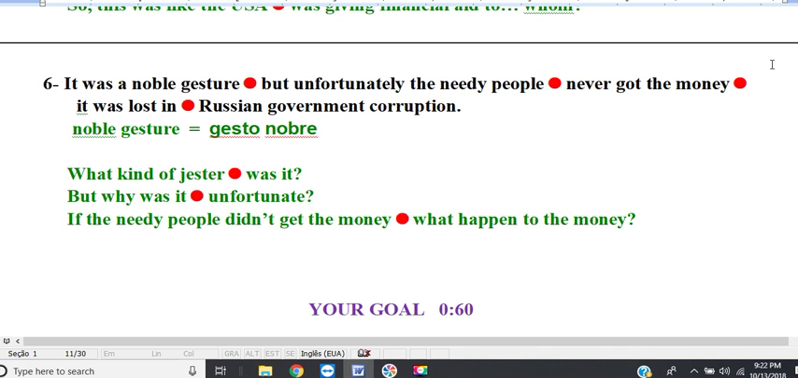Question. What kind of gesture was it? But why was it unfortunate? If the needy people didn't get the money, what happened to the money? It was a noble gesture, but unfortunately, the needy people never got the money. It was lost in Russian government corruption.